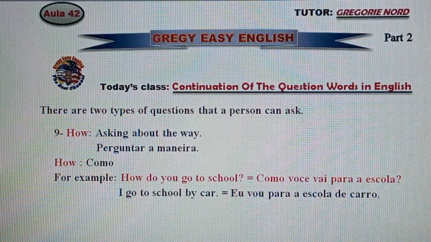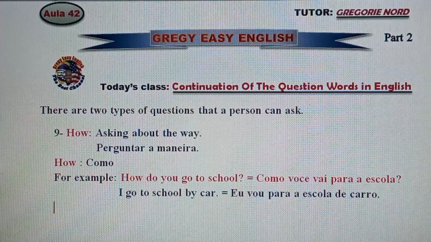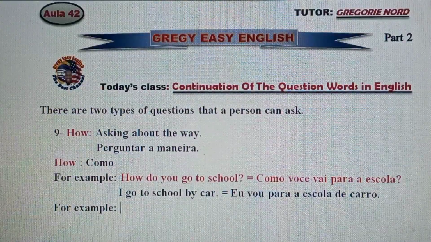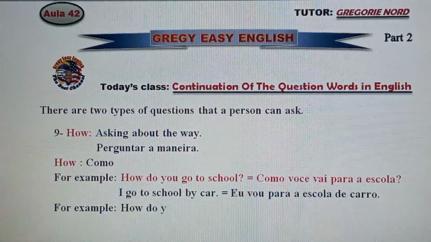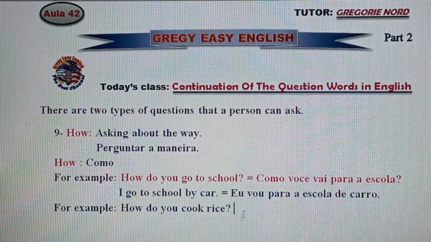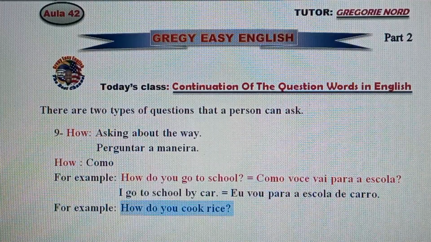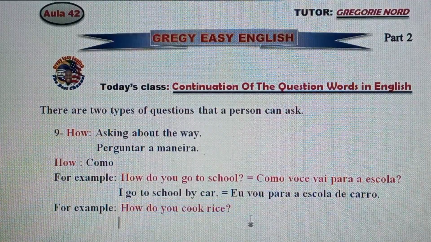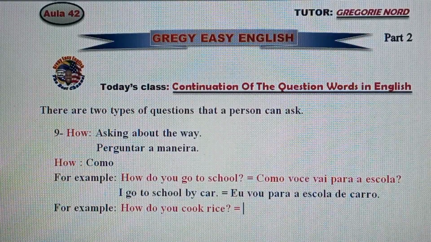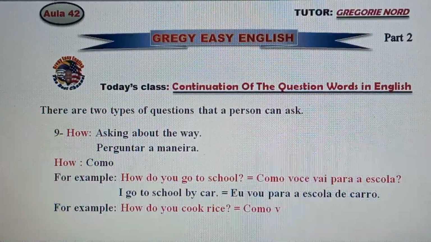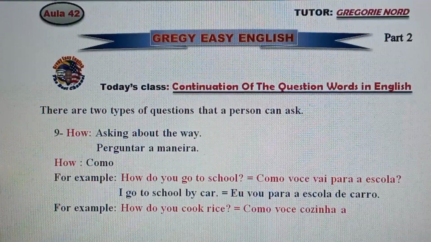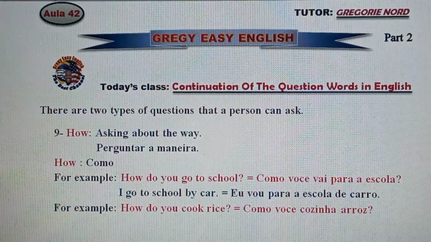Okay, guys. Now, let's take another example with how. Let's say, for example, how do you cook rice? Esta pergunta tem a ver a maneira. How do you cook rice em português significa como você cozinha arroz.